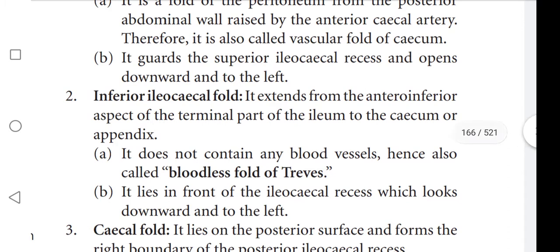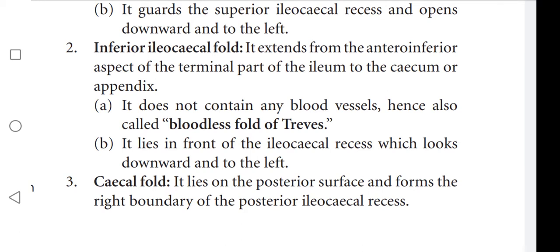Next, inferior ileocecal fold. It extends from the antero-inferior aspect of the terminal part of the ileum to the cecum or appendix. That means ileum to cecum. It does not contain any blood vessels, hence also called the bloodless fold of Treves.